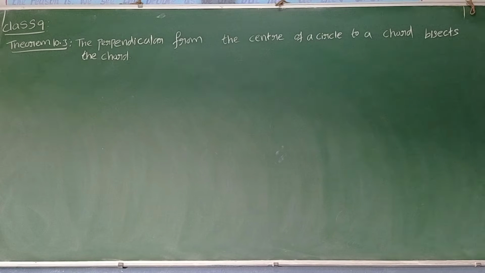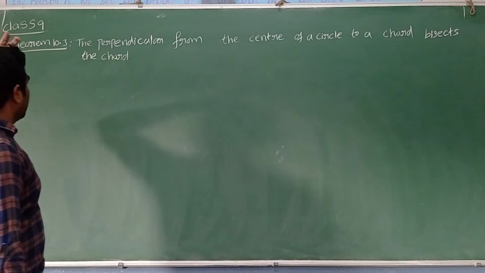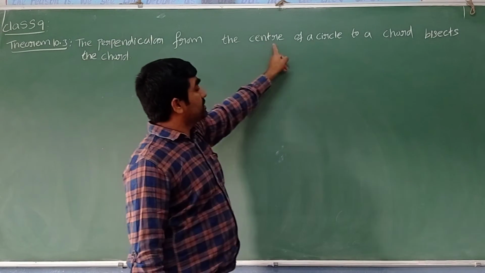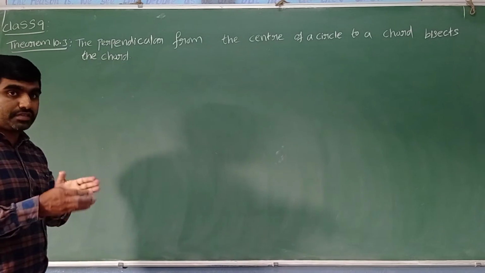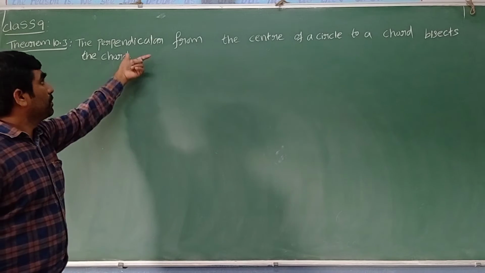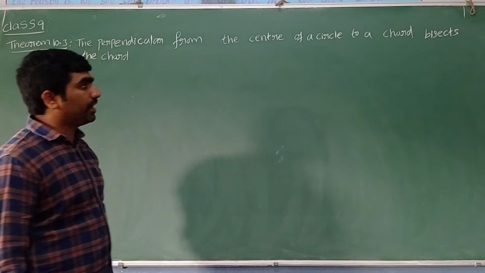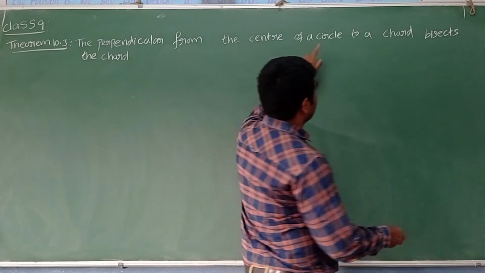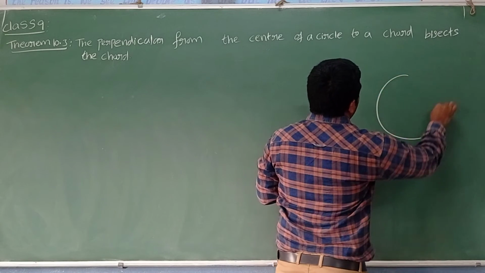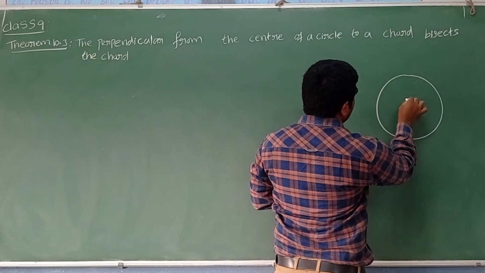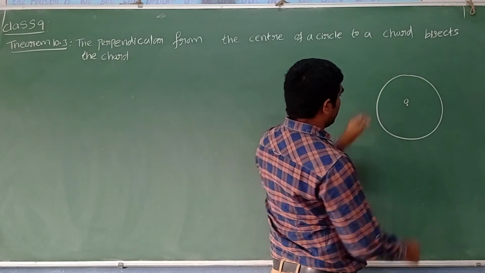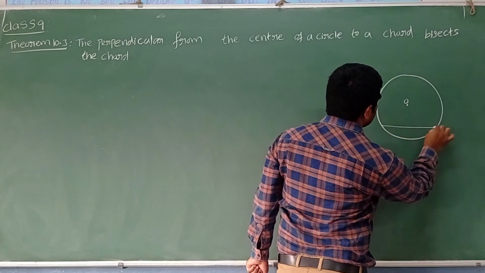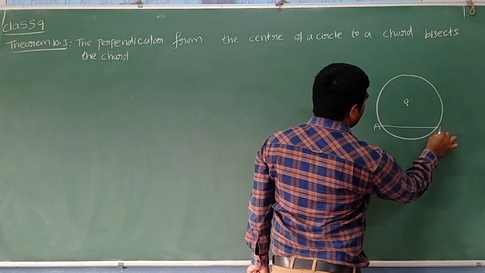Okay, children, let's see one more theorem. Theorem number 10.3. Here they are telling that the perpendicular from the center of a circle to a chord bisects the chord. Bisect means divide into equal parts. Perpendicular means which makes a right angle. So let me draw a circle first. Draw a circle with center O, and we'll take one chord here. Yes, I'll draw one chord AB.